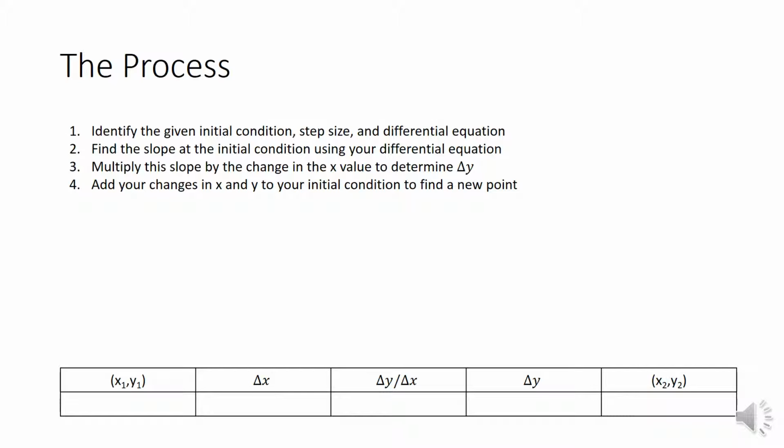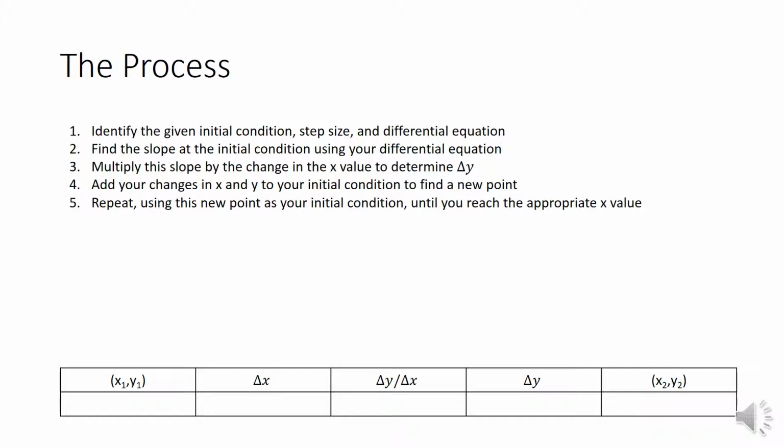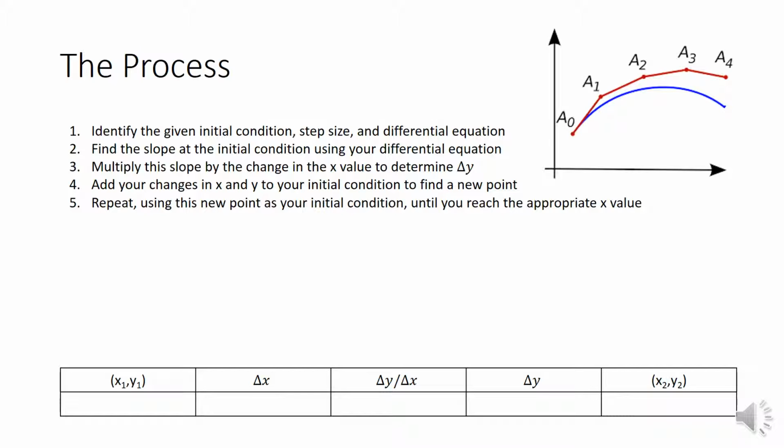So then you just add your changes in x and y to your initial condition to find the new point, which is an approximated value. And then you can repeat this using this new point as your initial condition until you reach the appropriate x value, and then that will give you the y value of your approximation. And this just shows you that in the end you're going to be getting a bunch of these smaller lines which will more closely approximate the value of the function than a linearization.